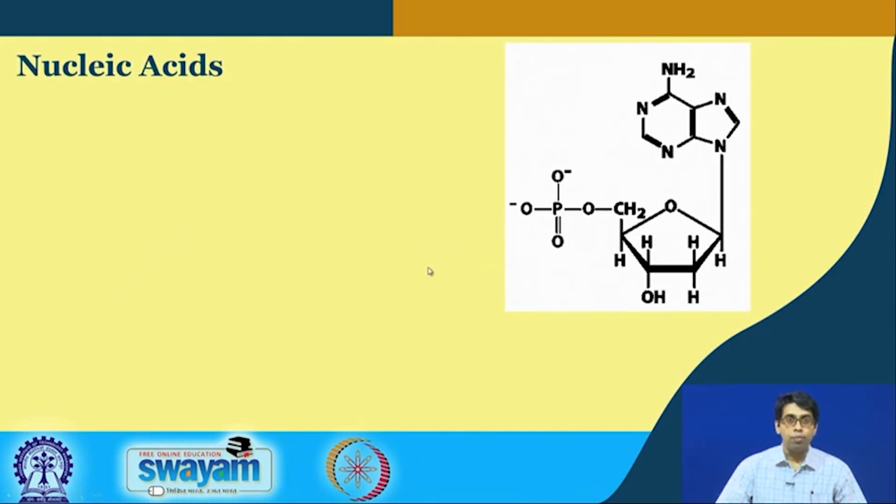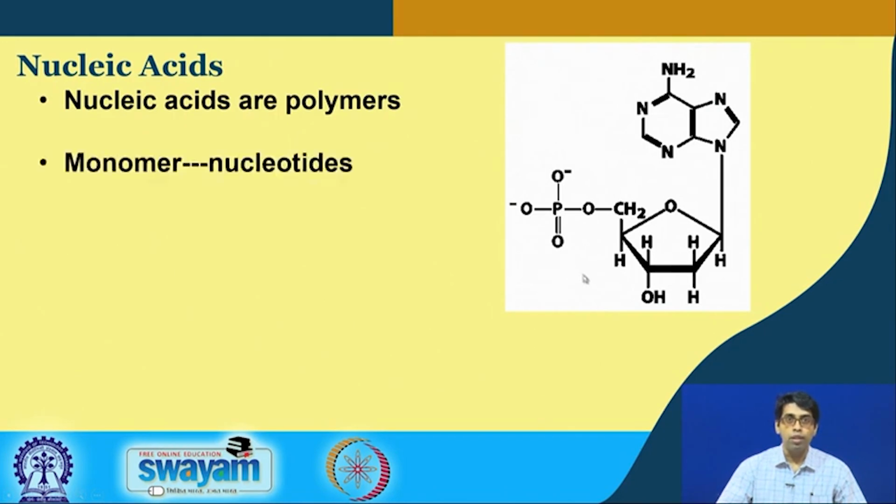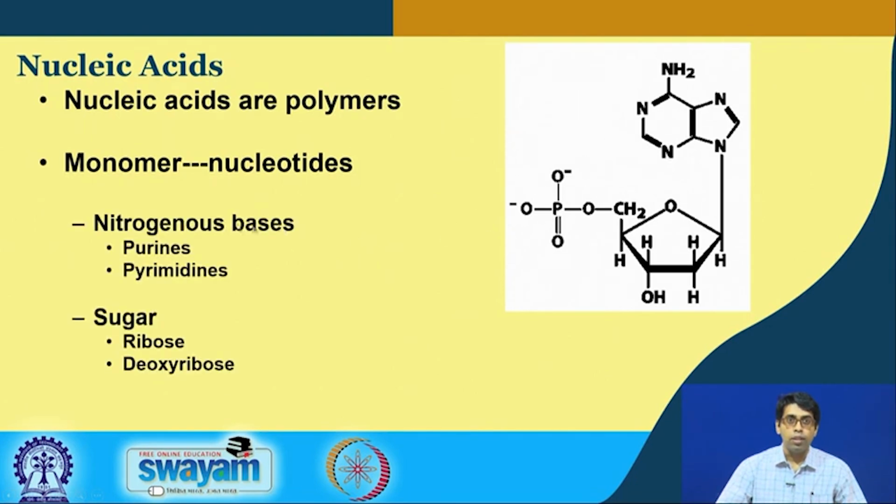So, what are nucleic acids? This is the typical structure of a nucleic acid. These nucleic acids are polymers, and this is the monomer of a nucleic acid, and these monomers are called nucleotides. If you see, there are three different components in this nucleotide. The first component is the nitrogenous base. There are two types of nitrogenous base, purines and pyrimidines, and again we will see in the next slide there are two purines and two pyrimidines. So, there are four different types of nitrogenous base which is shown up here.